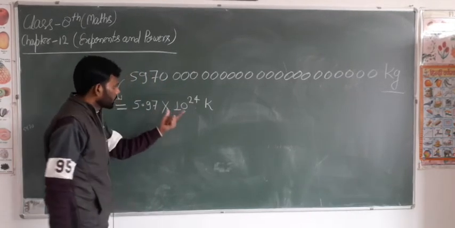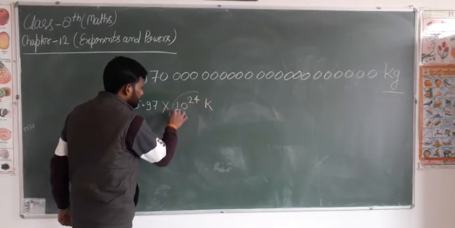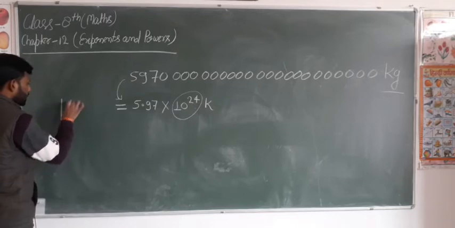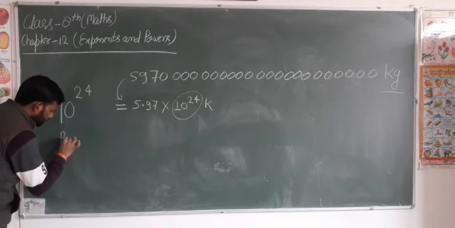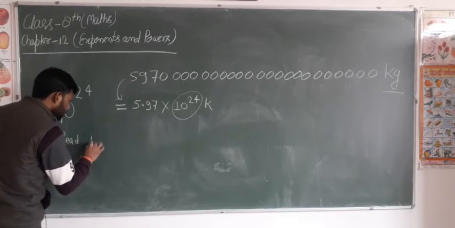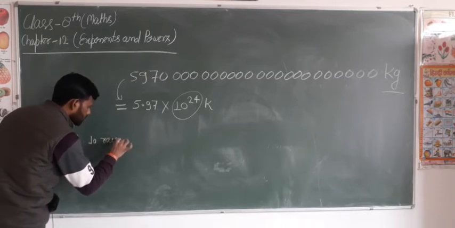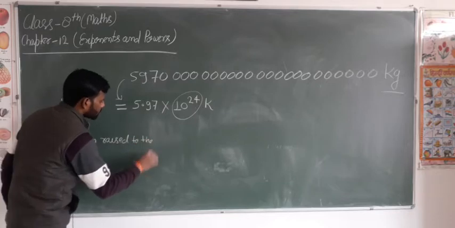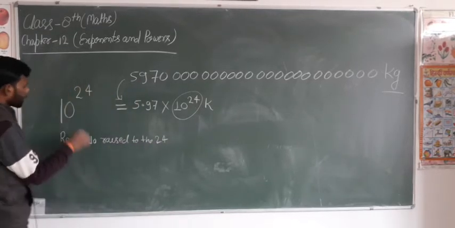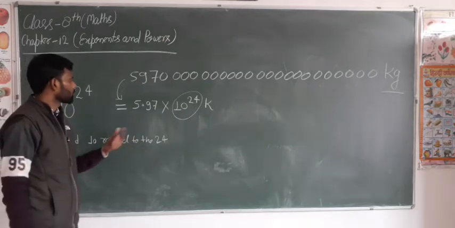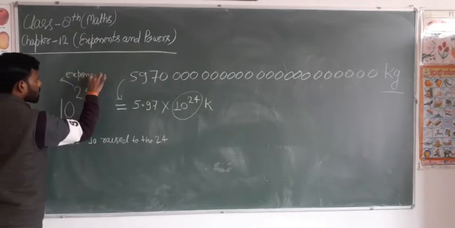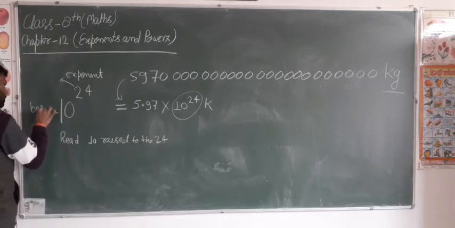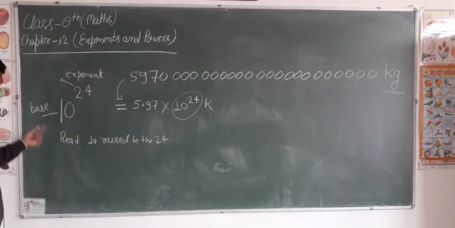Here, if we consider this part, 10 to the power 24, this is read as 10 raised to the power 24, and here 24 is the exponent and 10 is the base. 10 is the base and 24 is the exponent.